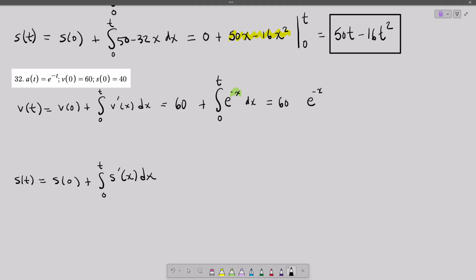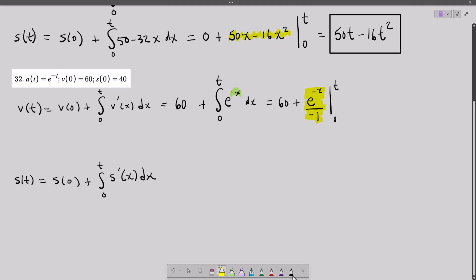And then the derivative of the exponent is -1, so we're going to divide by -1. So there's the antiderivative right there: itself divided by the derivative of the exponent. And that gets evaluated 0 to t. And once again, we're only evaluating this. That's the antiderivative. The 60 is secondary. It's not part of the antiderivative.